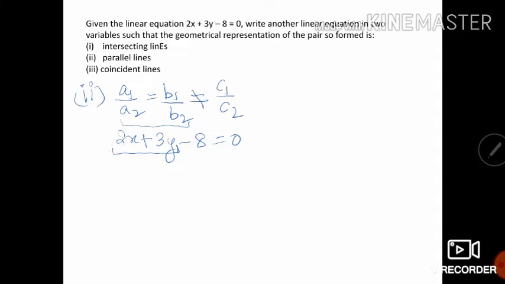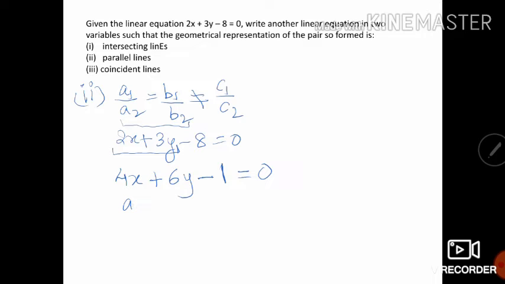Say we multiply 2x plus 3y with 2, so you get 4x plus 6y. Now the constant needs to be a different constant so that you don't get the same ratio. So let the constant be minus 1.